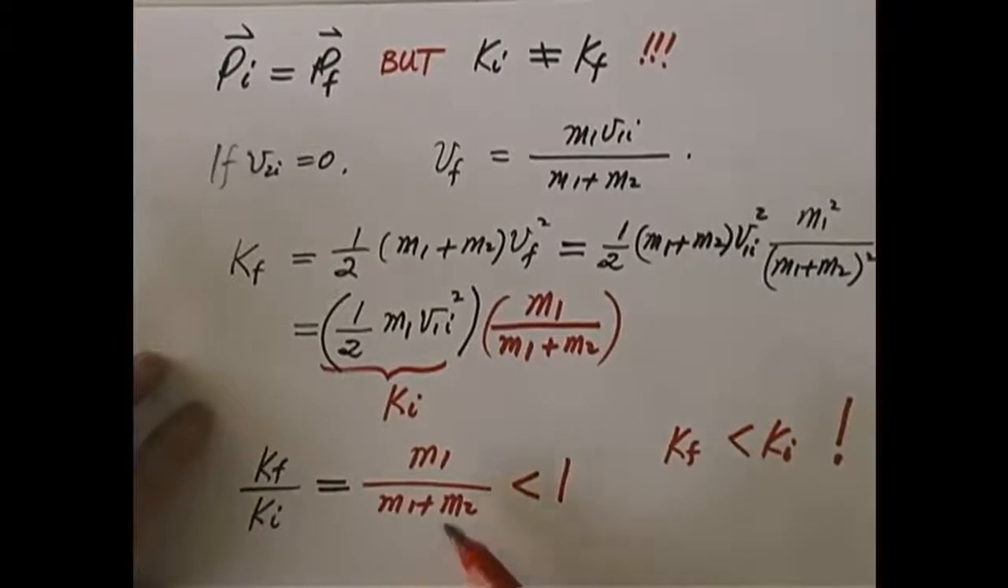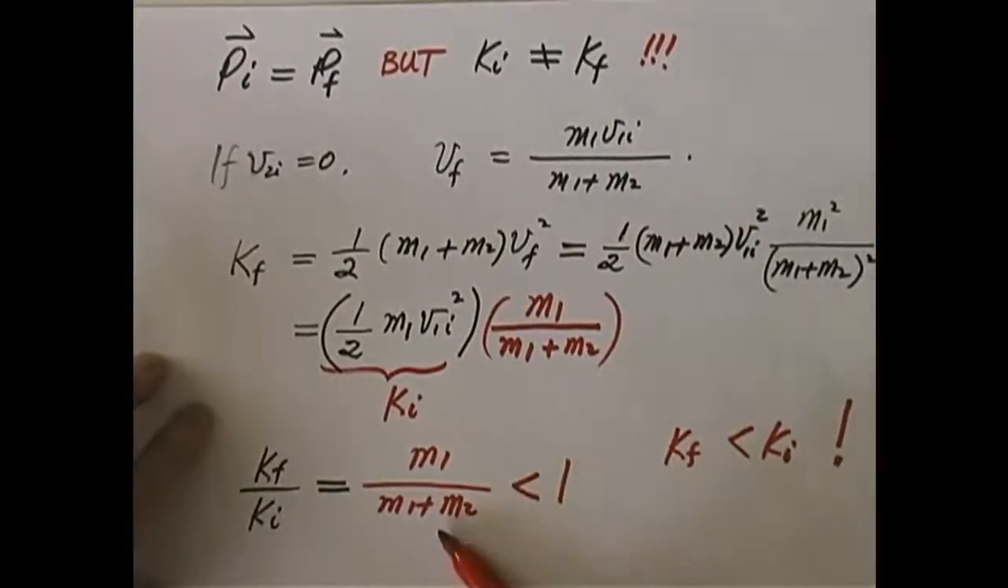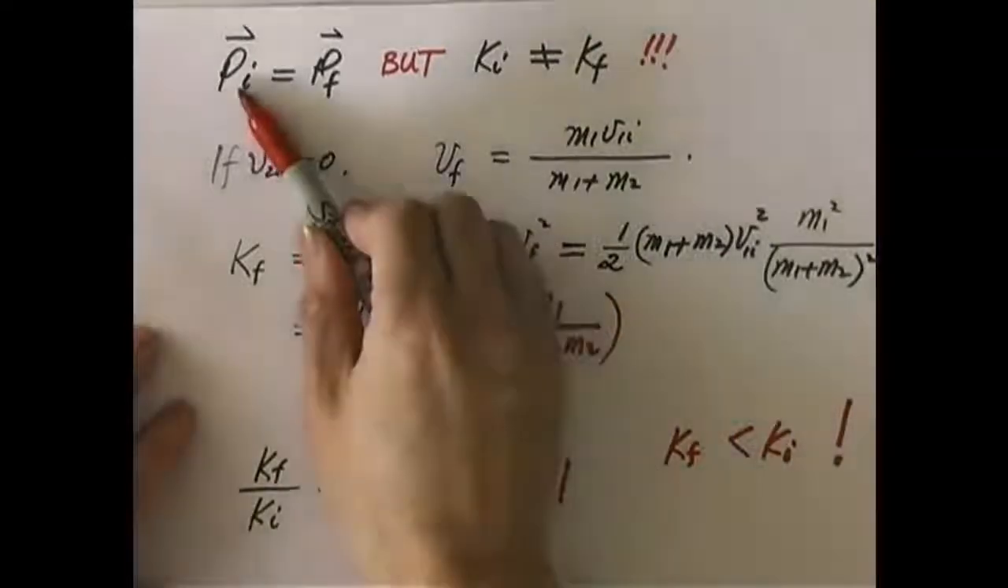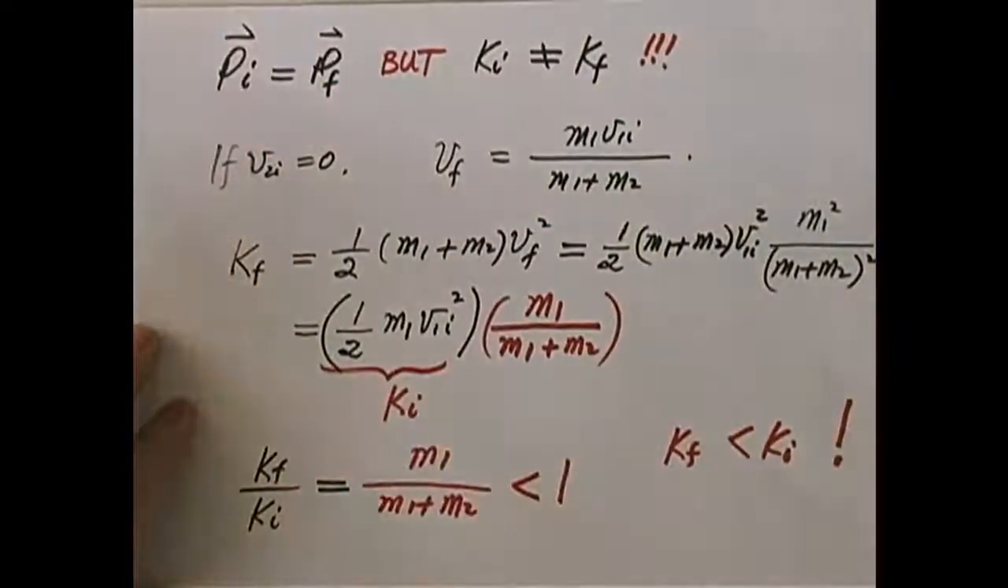The interesting case is when M1 equals M2. If that is the case, the ratio is 1/2. That means 50% of the initial kinetic energy is lost. That's a big loss, 50%. And yet, the initial and final linear momentum remain the same. So that is a case of one-dimensional completely inelastic collision.